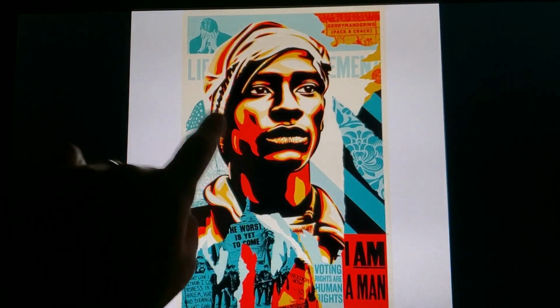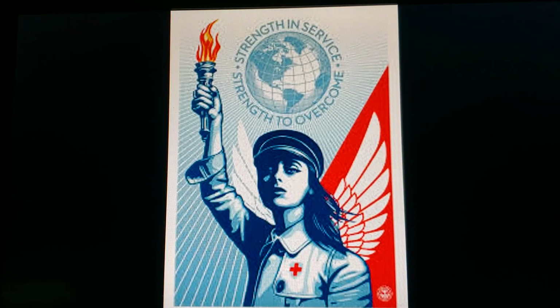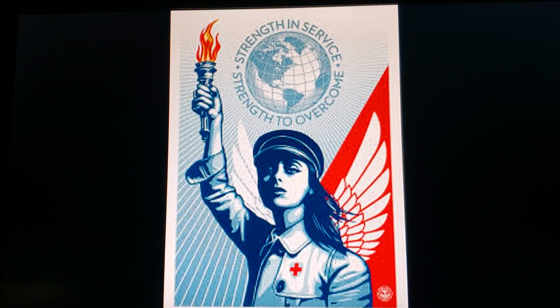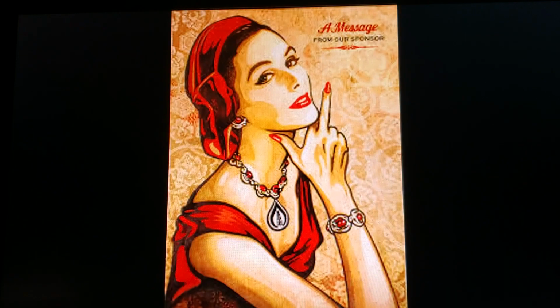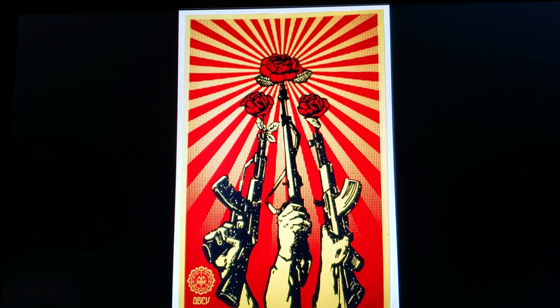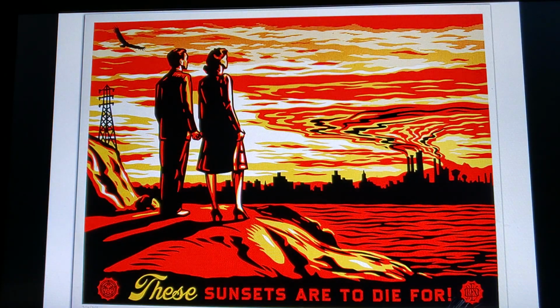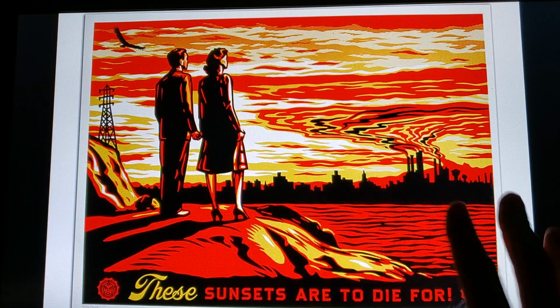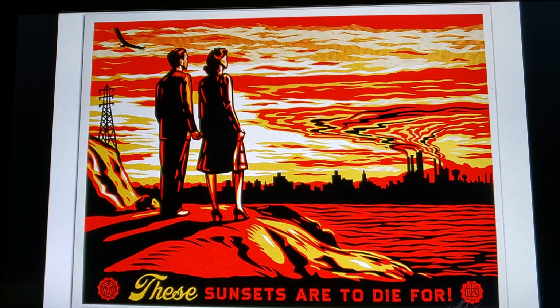I am a man. You have an African American here. Don't know what this is all about, but he's got a saying up here: strength in service, strength to overcome. This looks like the Red Cross symbol, or it could be Switzerland, I'm not sure. Not sure what this is all about. Obviously, this has something to do with peace and war, with the roses and the guns. I think this has something to do with the environment. It's being sarcastic. These sunsets are hard to die for. And obviously, the colors that he chose don't look very welcoming.